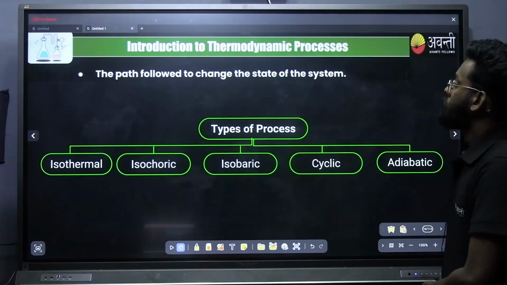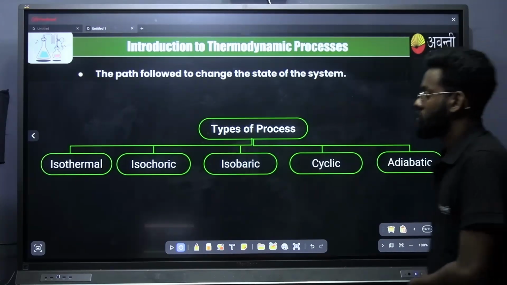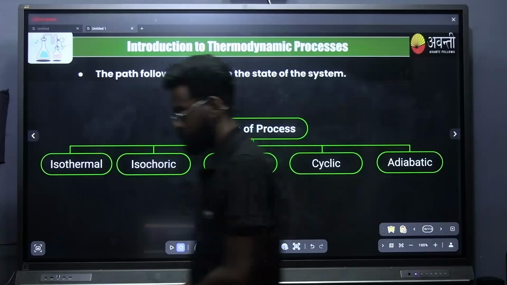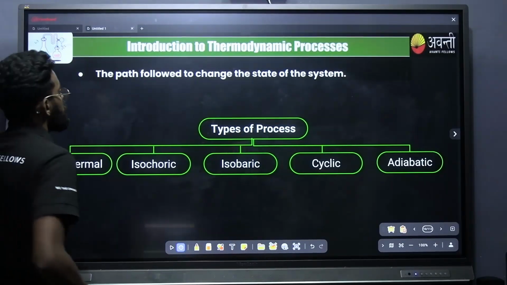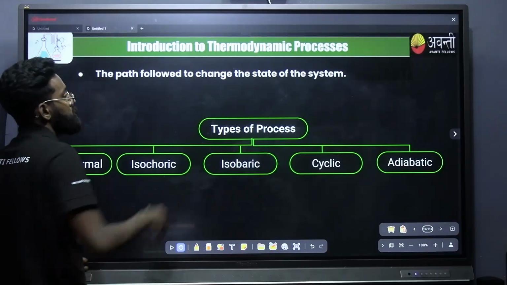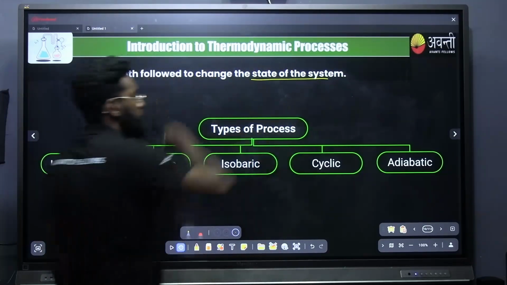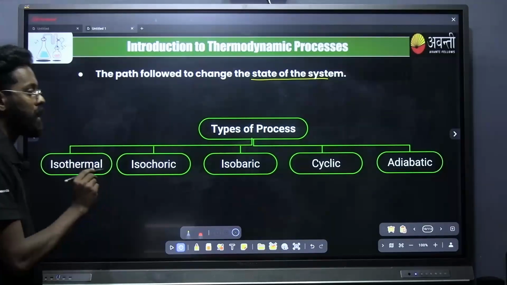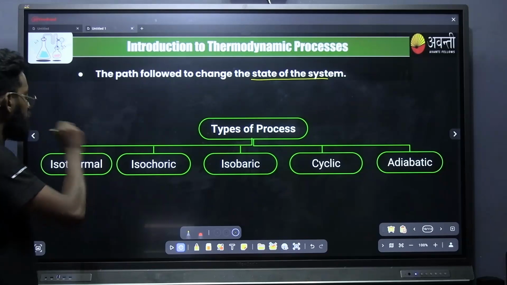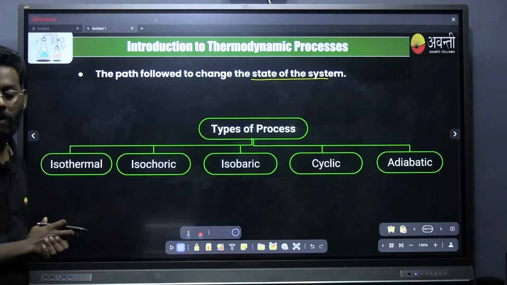Now we can discuss the different thermodynamic processes. What is a thermodynamic process? I will give an idea about it. It is a path followed to change the state of a system. If I want to change the state of a system, I can go through different paths. Which path I choose is named by a particular thermodynamic process.